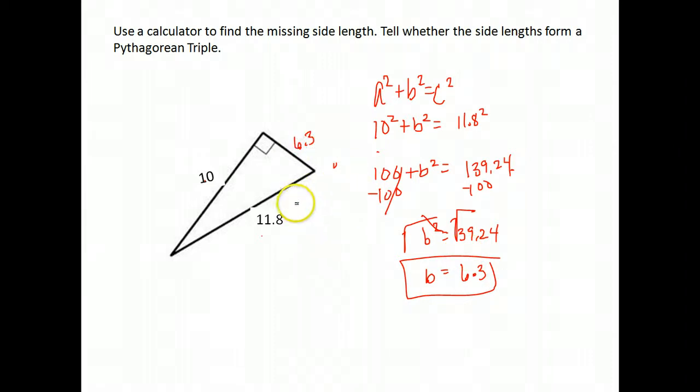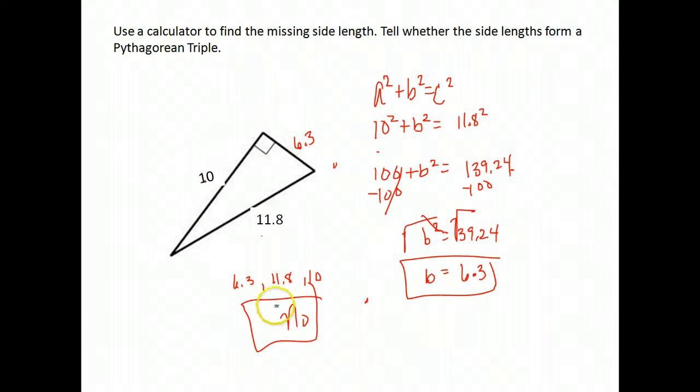We have to answer the other part of the question too, which was, do the side lengths form a Pythagorean triple? Do the side lengths 6.3, 11.8, and 10 form a Pythagorean triple? And the answer is no. They do form a right triangle. However, we have two numbers that are not whole numbers, so it cannot be a Pythagorean triple.